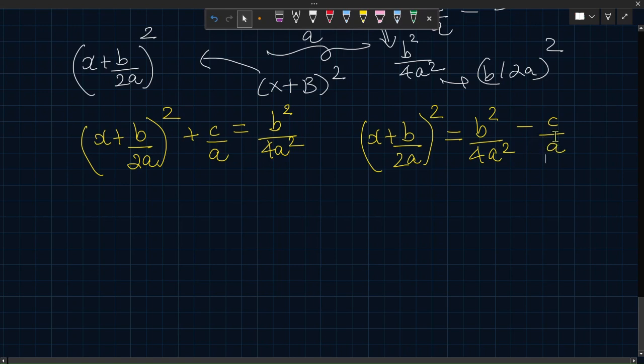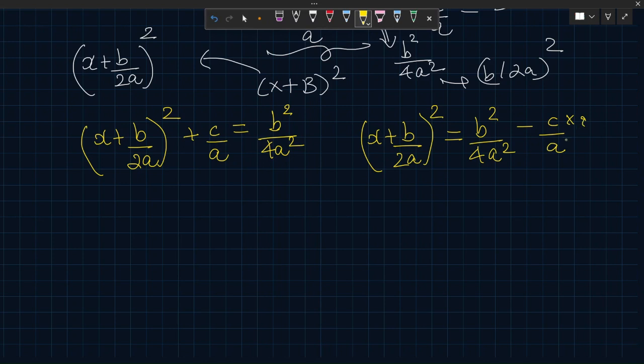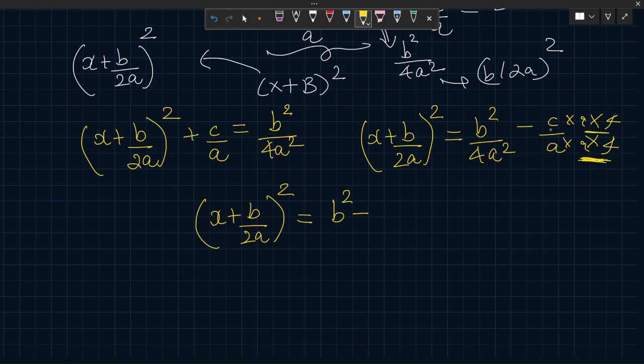Which means if I just multiply this by a and this by a, I can just write it as x plus b by 2a whole square is just equal to b square minus, and I also need to multiply this by 4. I'm making the denominator common. So I will multiply this by 4a to get 4a square in the denominator. So I'll get b square minus 4ac by 4a square. I will get this.